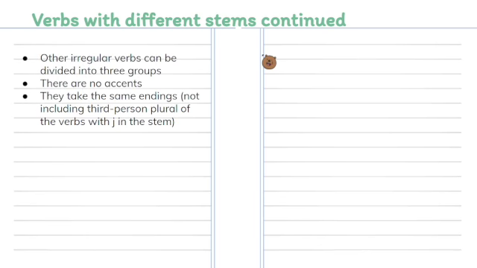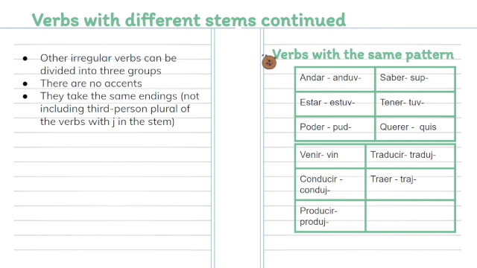These are the verbs with different stems continued. These are verbs with the same pattern. So andar, anduv; saber, sup; tener, tuv; querer, quis; poder, pud; estar, estuv; venir, vin; conducir, conduj; hacer, hic; producir, produj.